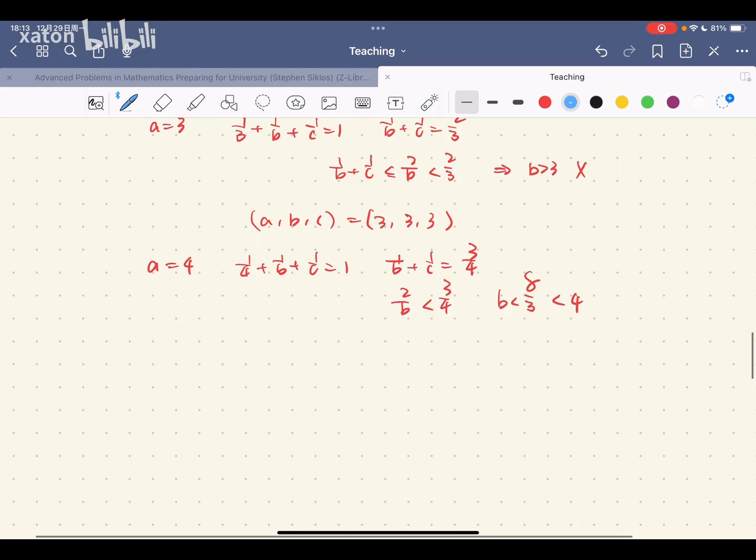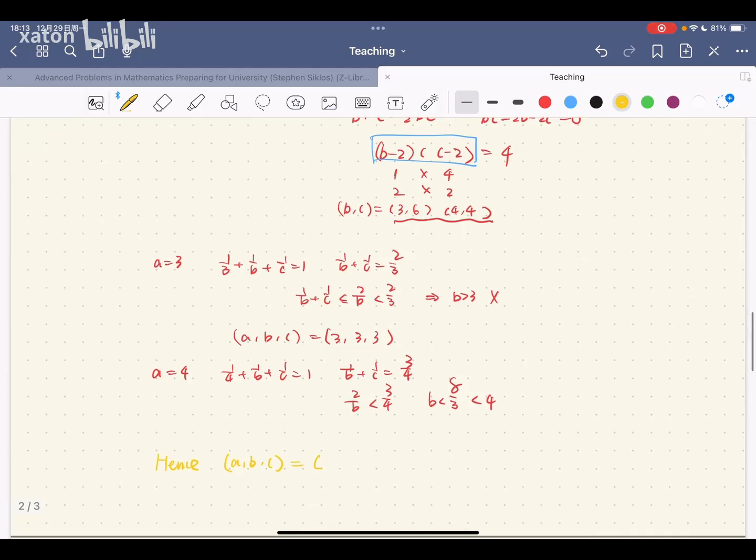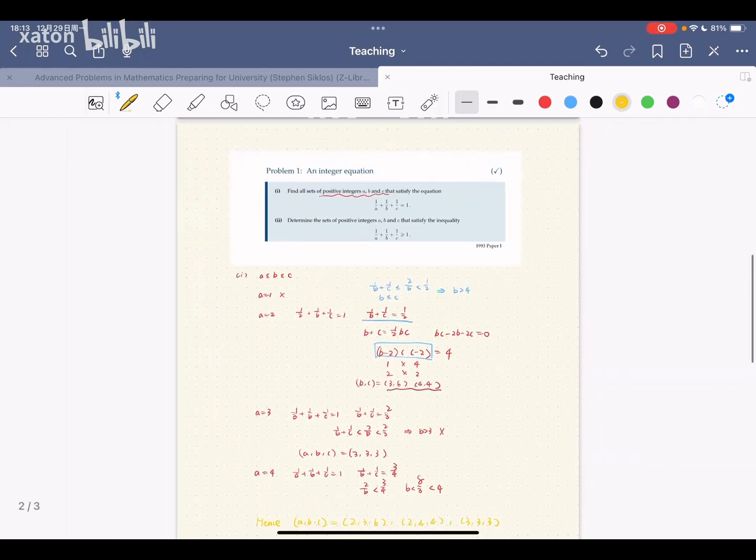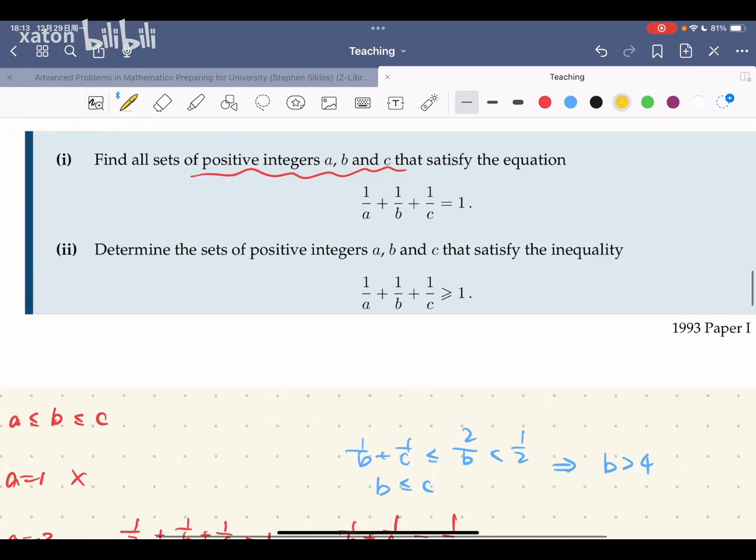And let's write the hence part. Hence (a, b, c) equals, we know 1 is not possible, so it's (2, 3, 6), (2, 4, 4), and (3, 3, 3). Okay, so let's look at question 2.